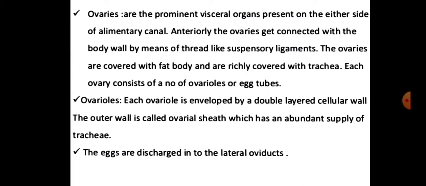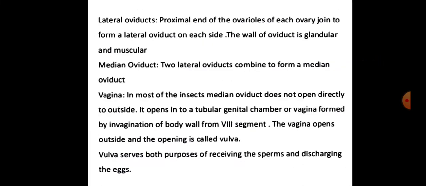Ovarioles. Each ovariole is enveloped by a double layered cellular wall. The outer wall is called ovarial sheath, which has an abundant supply of tracheae. The eggs are discharged into the lateral oviducts. Lateral oviducts. Proximal end of the ovarioles of each ovary join to form a lateral oviduct on each side. The wall of oviduct is granular and muscular. Median oviduct. Two lateral oviducts combine to form a median oviduct.